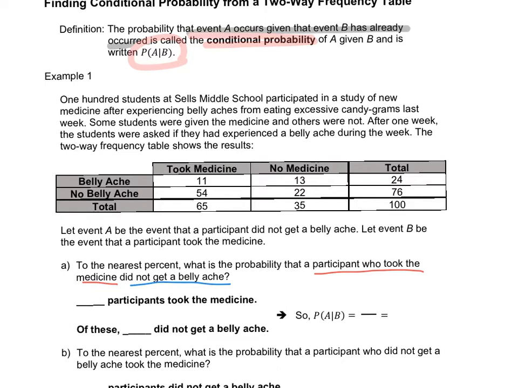So we have to consider the number of participants who took the medicine. How many of those people are there? There's 65 of those people. 65 people took the medicine. We're looking at that column. And of those 65 people, 54 did not get a bellyache. So the probability of A given B, the probability of no bellyache given they took the medicine, would be 54 over 65. Notice how it's out of 65, the column total, not 100. So it's not out of the total in this case. And that fraction reduces to 83.1%.